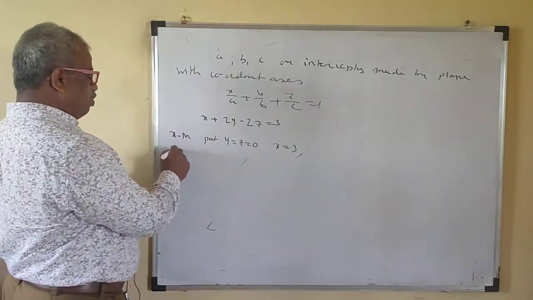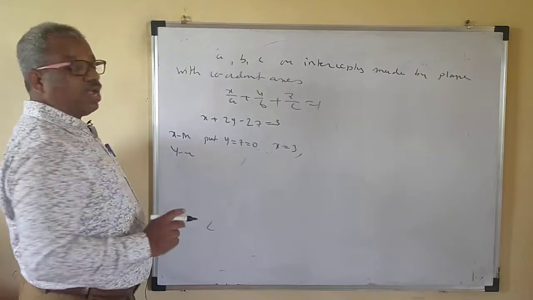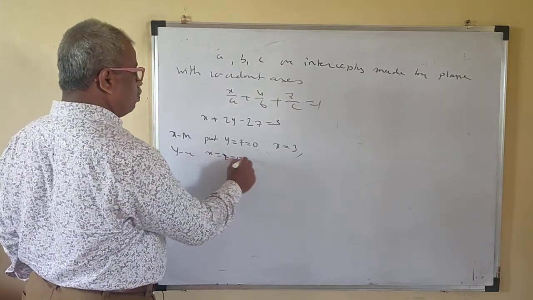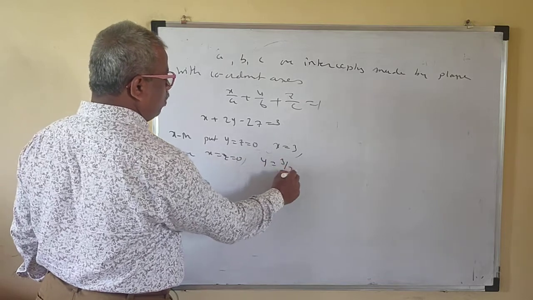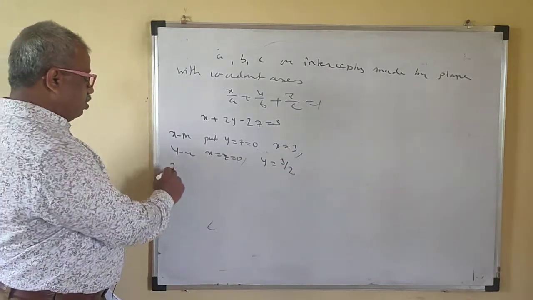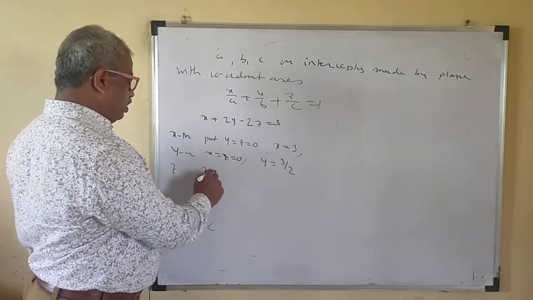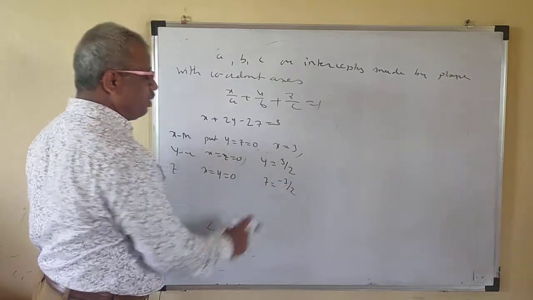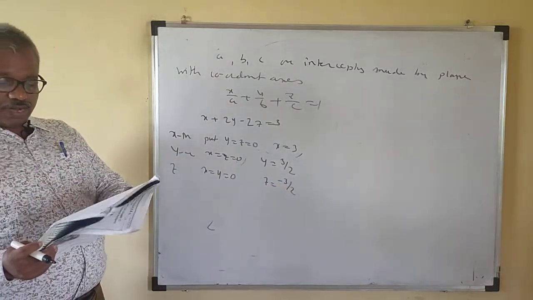What is your y intercept? Put x is equal to 0 and z is equal to 0. The value of y is 3 by 2, so 3 by 2 is the y intercept. What is your z intercept? Put x is equal to y is equal to 0. Then your z intercept is minus 3 by 2.